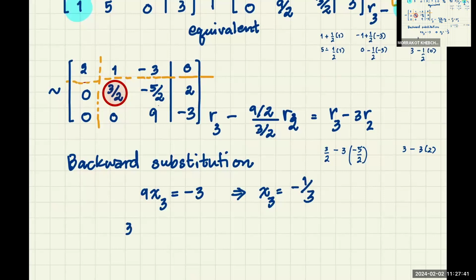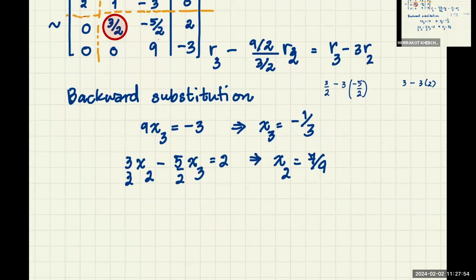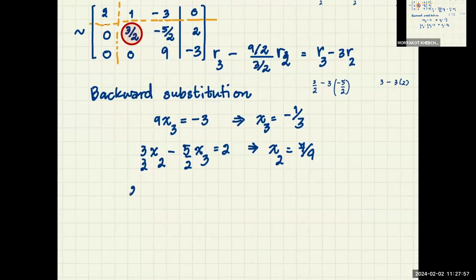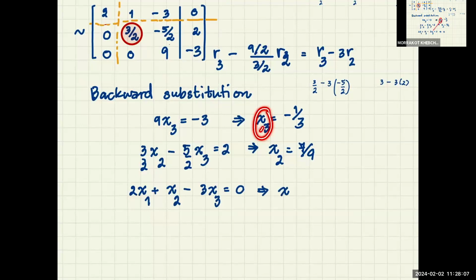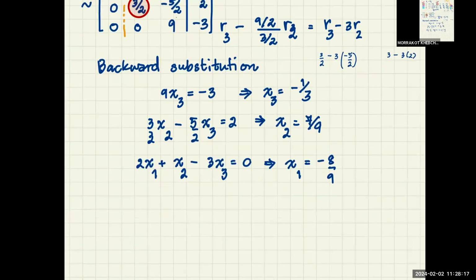And then we have 3/2 x2 minus 5/2 x3 equal to 2. This after you substitute, you get x2 equal to 7/9. And then the first equation gives you that 2x1 plus x2 minus 3x3 equal to 0. You plug in x3 and x2, x3 here, x2 here. So you solve for x1, you get x1 equal to 8/9. Okay? So this is just the procedure.